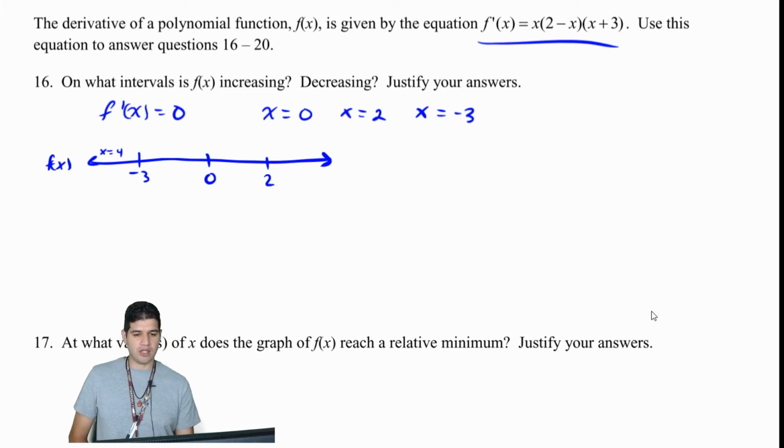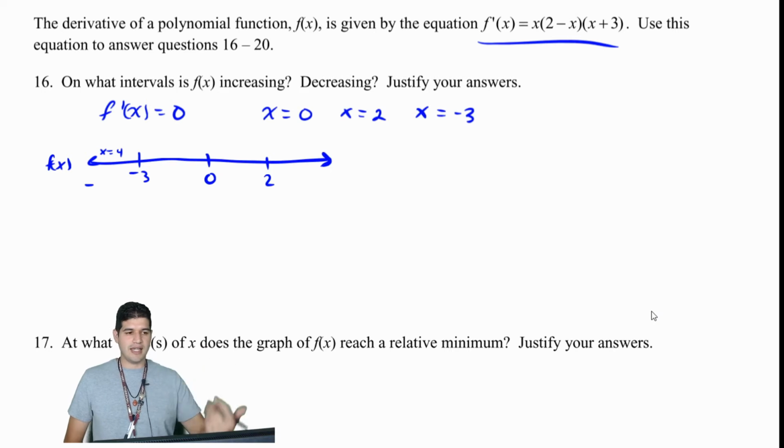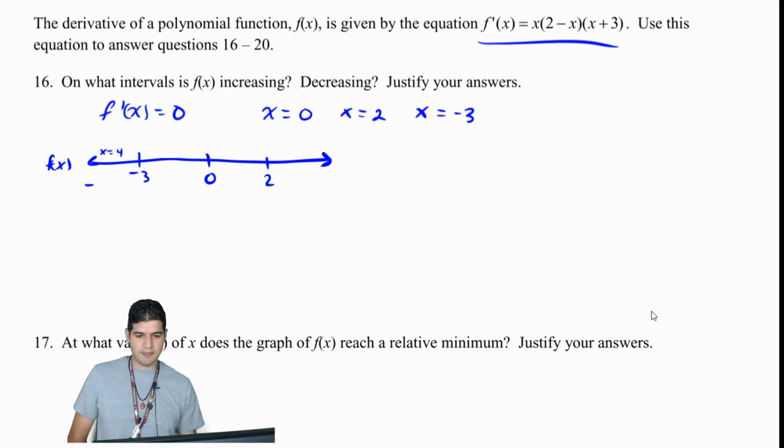So negative 4, that's going to be negative. And then 2 minus negative 4, that's going to be 2 plus 4, so that's going to be positive. And negative 4 plus 3, that's going to be negative. And so overall, I get a positive answer. And positive, we want to remember, means we're increasing.